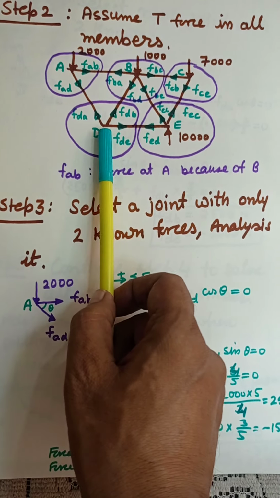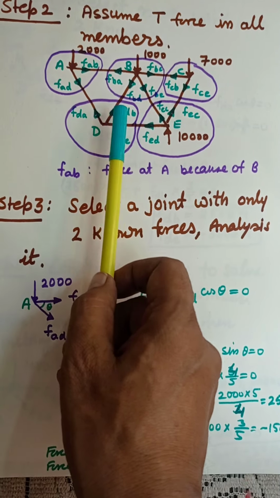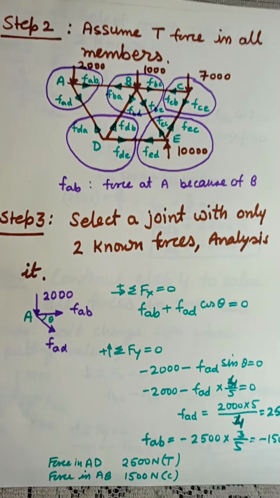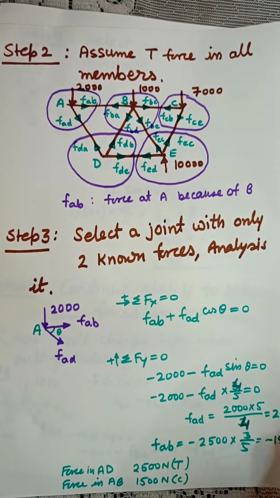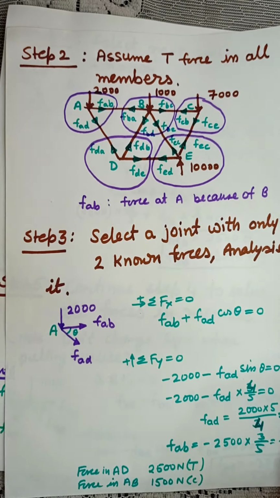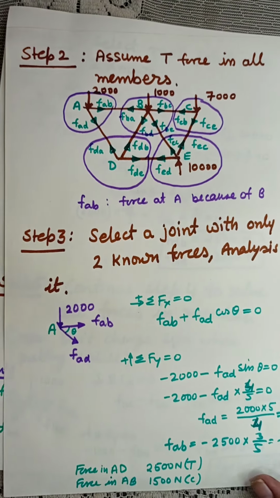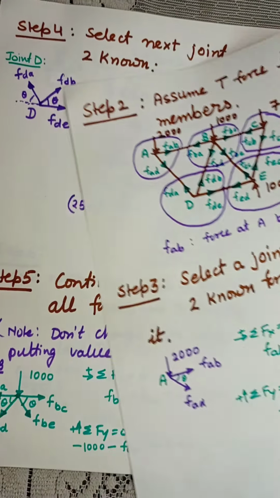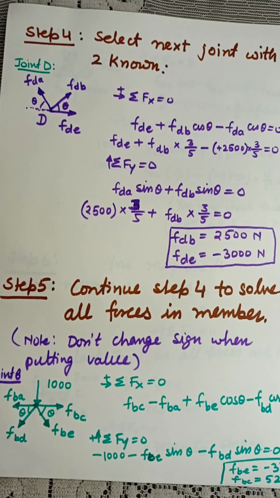Now we'll go to joint D and see there are two unknowns, this and this. We solve for these unknowns and then proceed to the next joint. Likewise, we have to move from one joint to another until we reach the last joint. So let us proceed to the next joint.